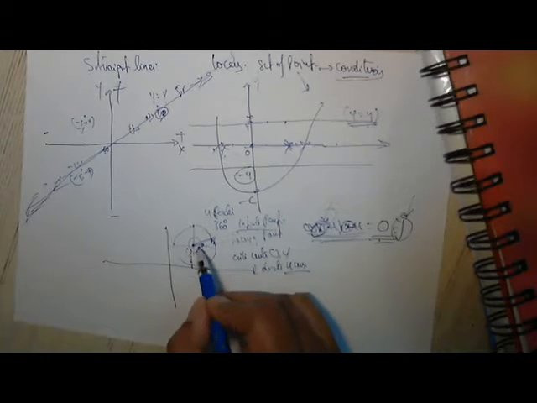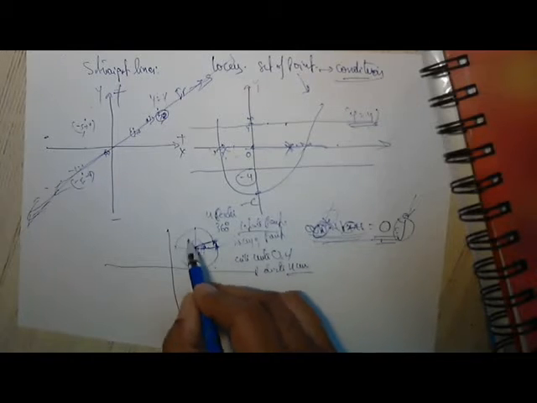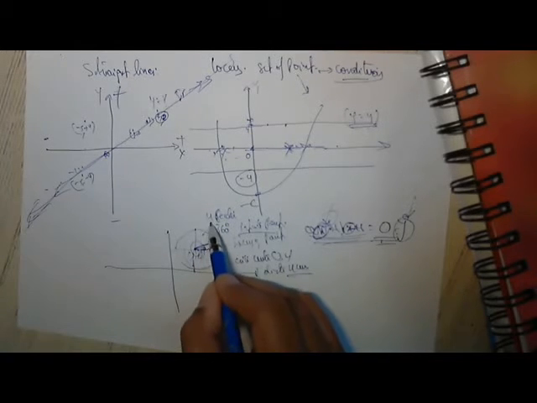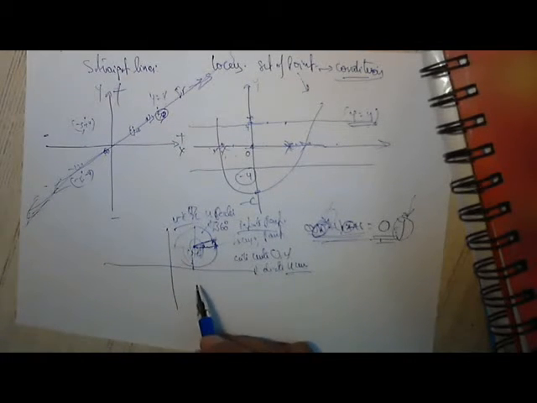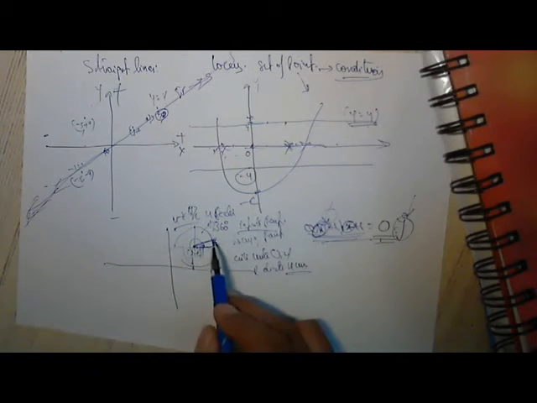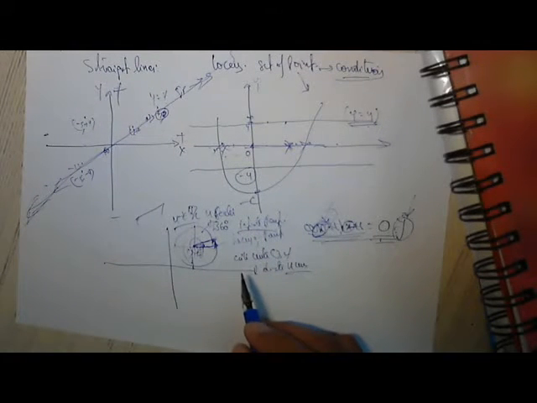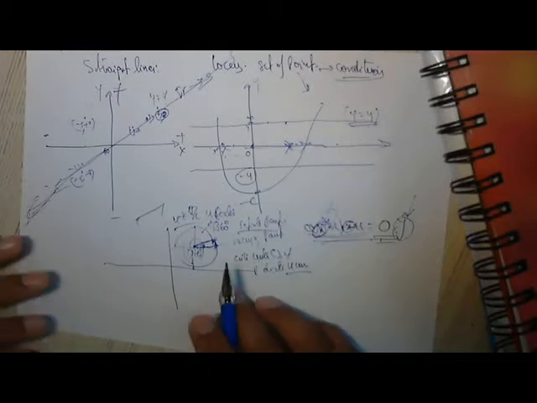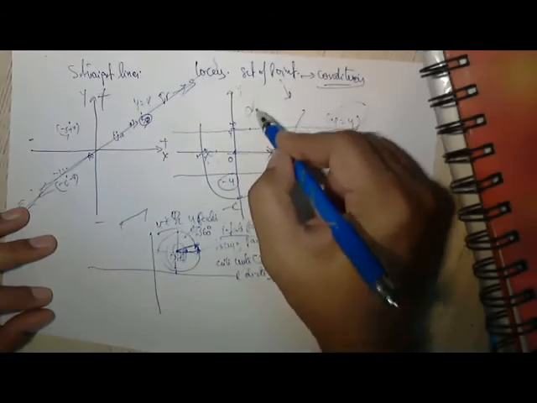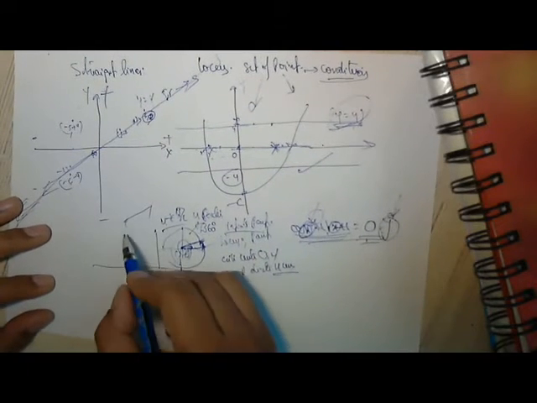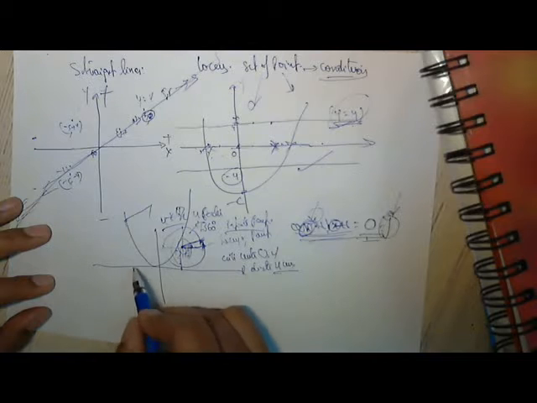If I define a sector, then it is finite. If I define a degree as a sector, then it is 360 degrees. If I define pi by 2 as a sector, it has 4 into pi by 2 sectors. But if I define the point as 0, then it has infinite. Even a small line has infinite points. Okay, this is the difference: a straight line is an equation, locus is a set of points. Locus can be anything. It can be a parabola, it can be a hyperbola.